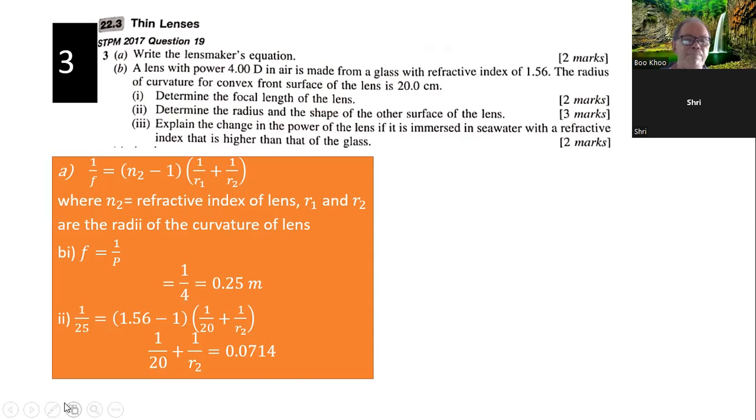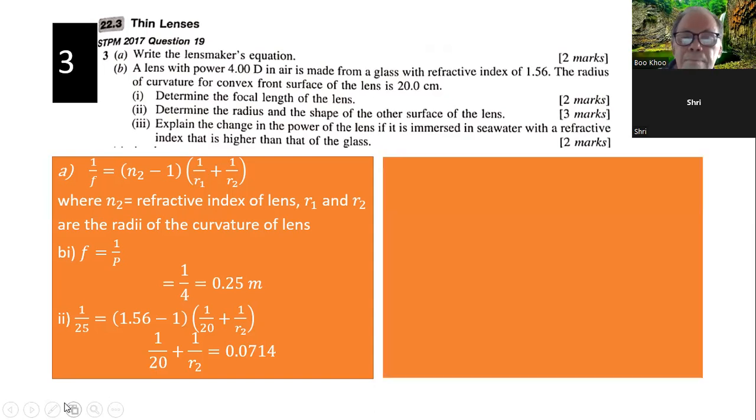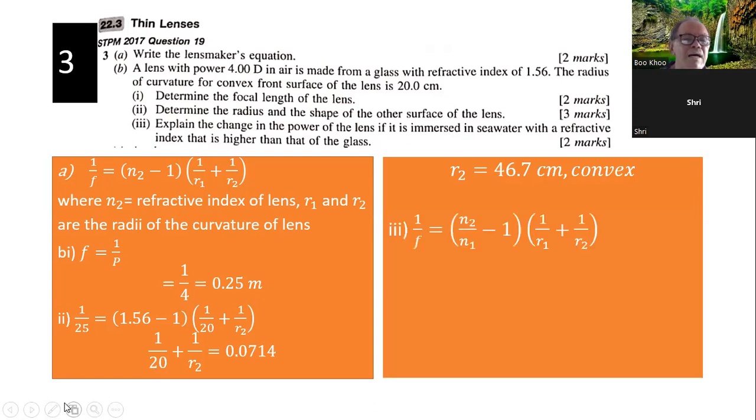And then they say determine the shape some more. R2 is convex. You get a positive answer, because it's positive. I tend to disagree with the answer from your book. That's why I put a different color here. Oh, that's the meaning. Okay.